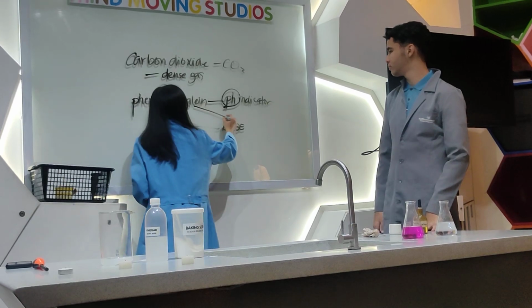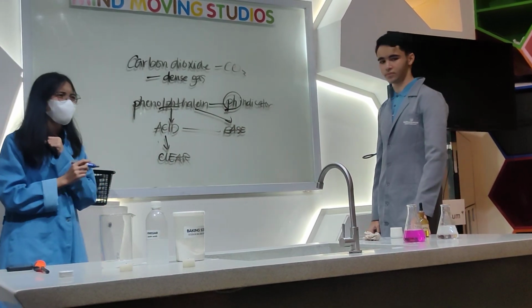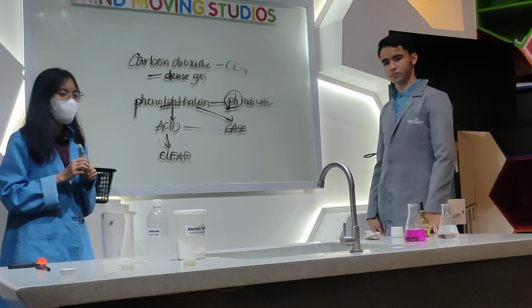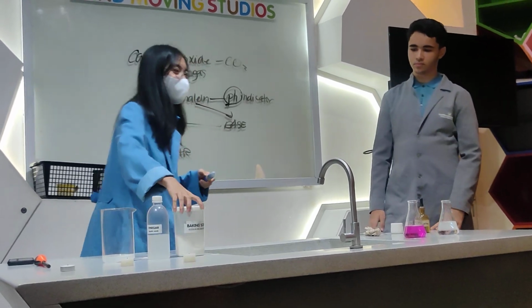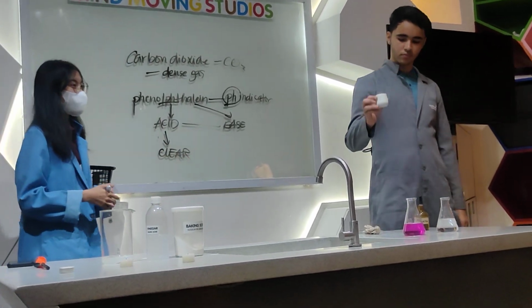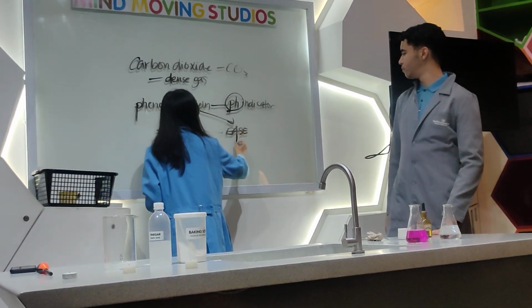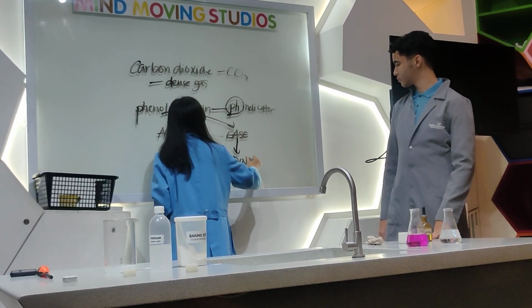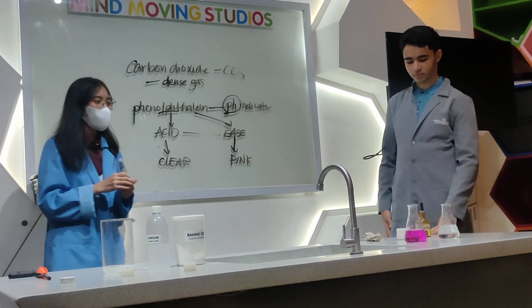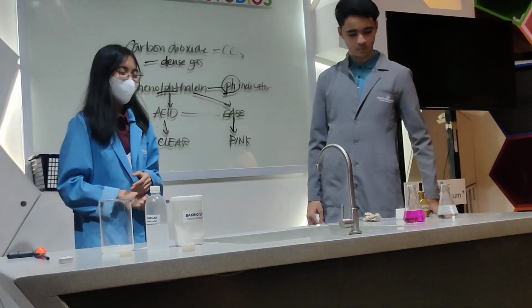Now, when we add phenolphthalein to a base, so ano yung mga base substances natin? For example, baking soda and then washing soda. In short, the sodium carbonate. Okay? So sodium carbonate is a base substance because it turns pink or lavender or magenta, whatever it is.